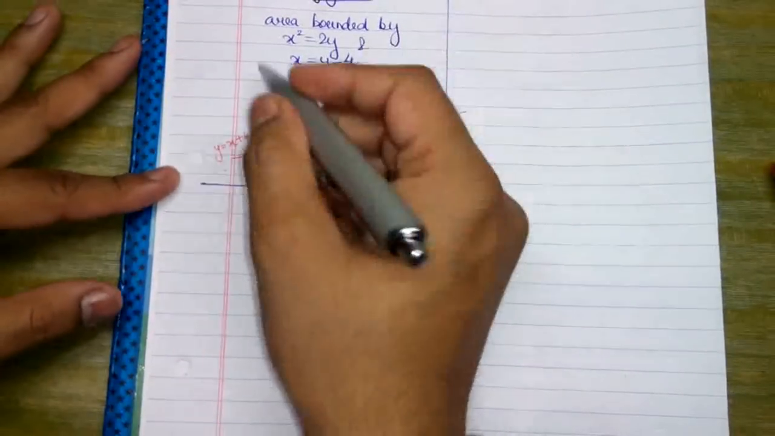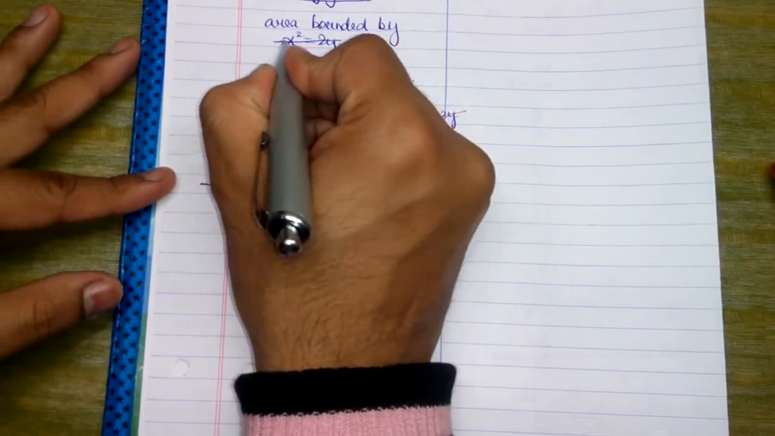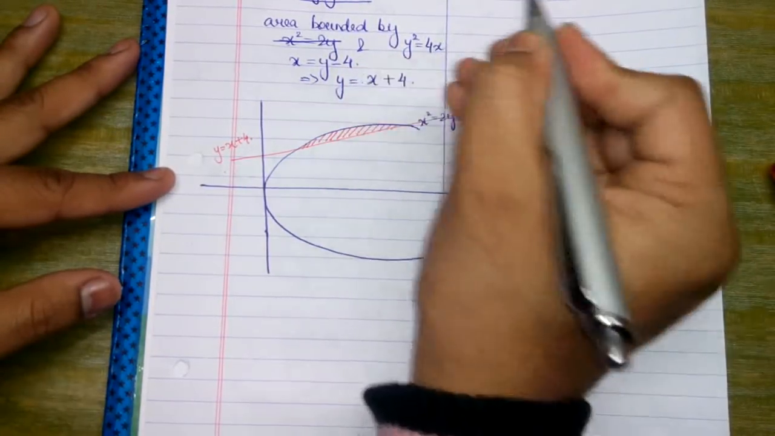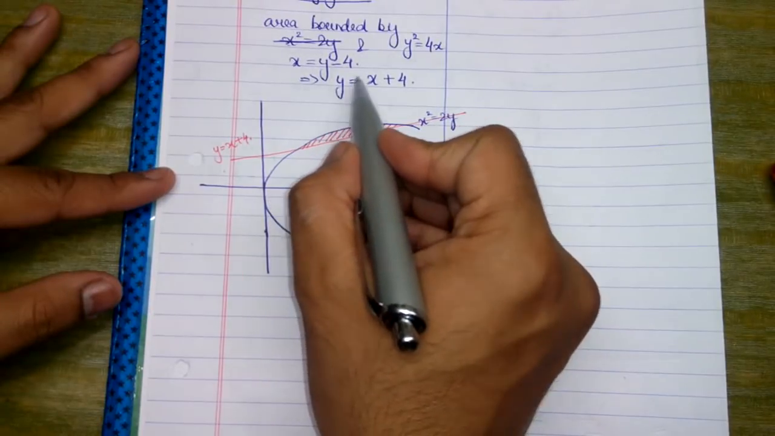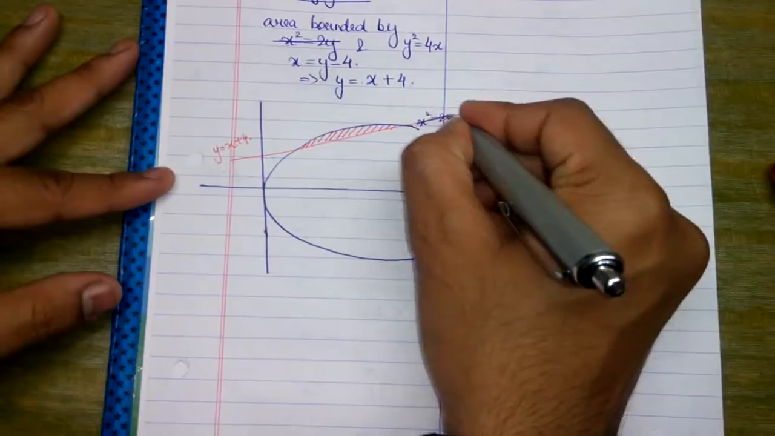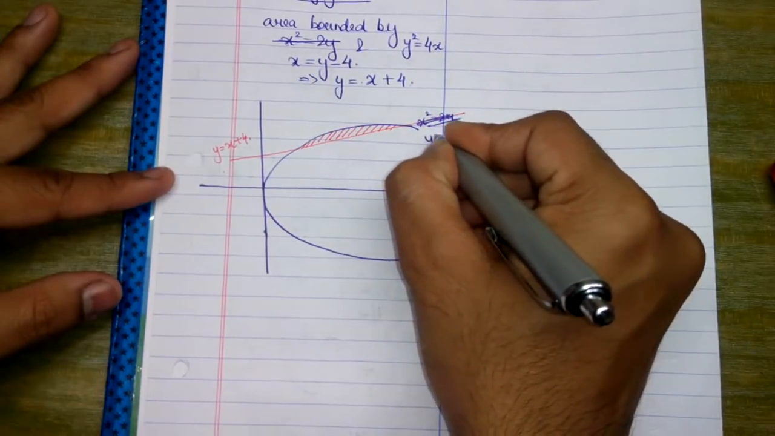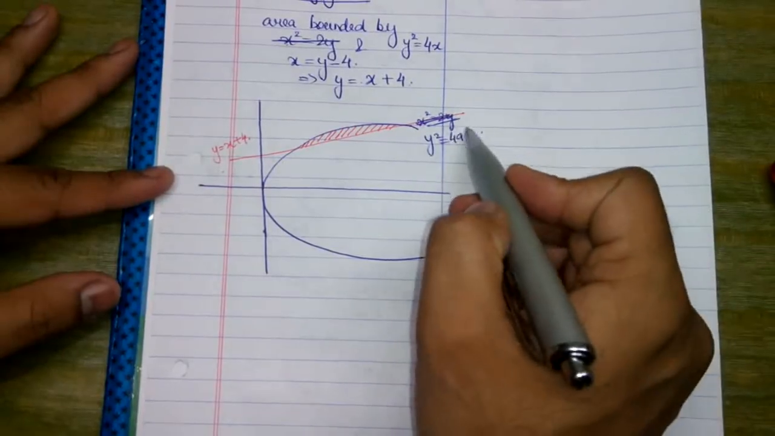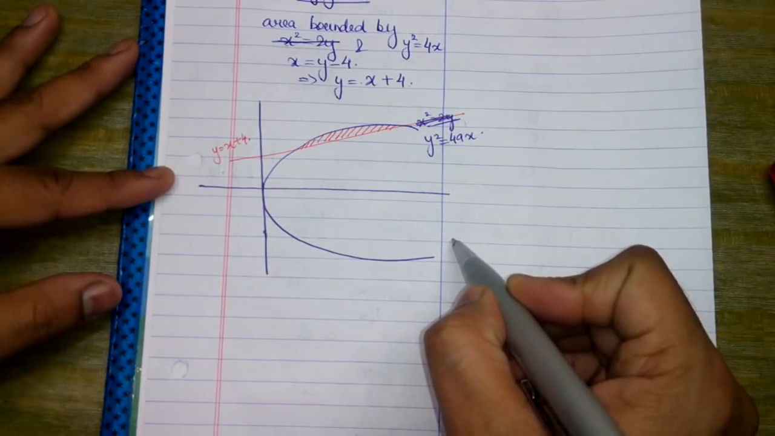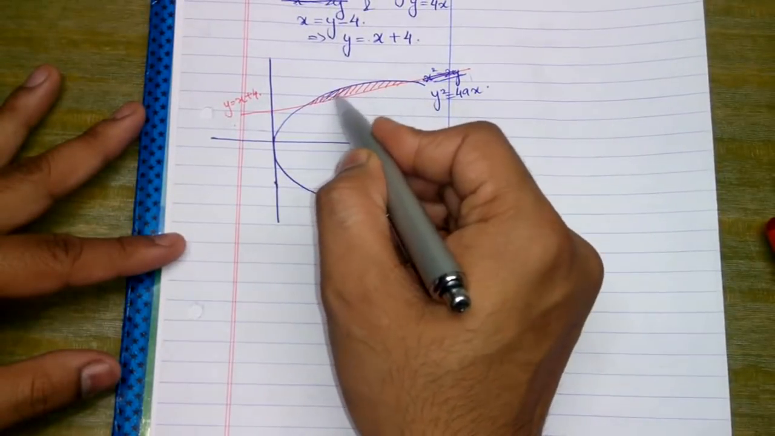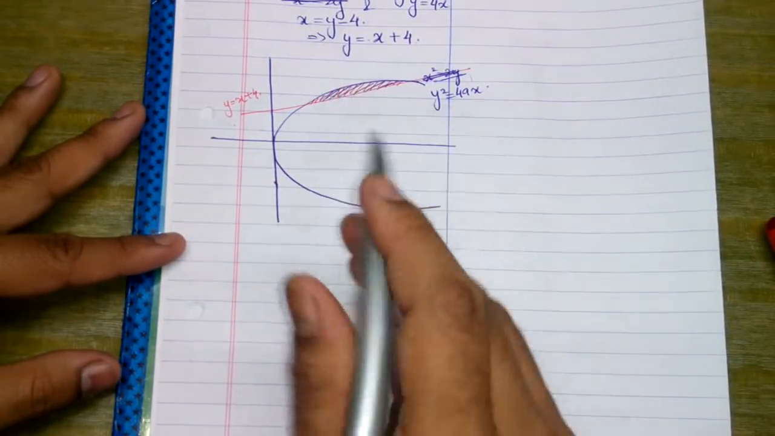I am so sorry. The question has been given as we have to find out the area bounded between the figure y² = 4x and the line y = x + 4, because this parabola is actually representing a y² = 4ax type parabola. So this is the common region, and we have to find out the area of this region.